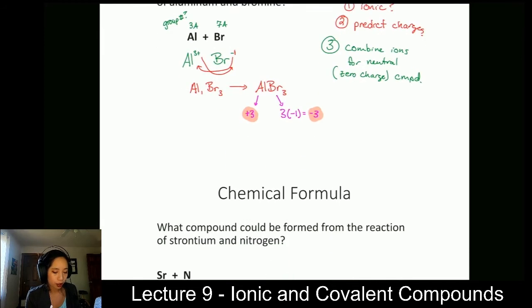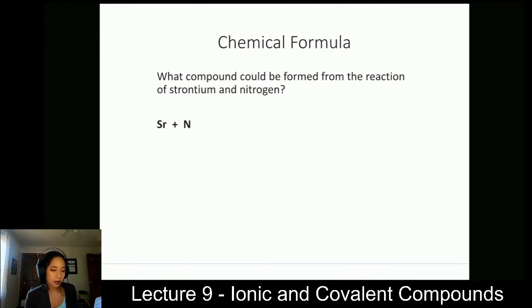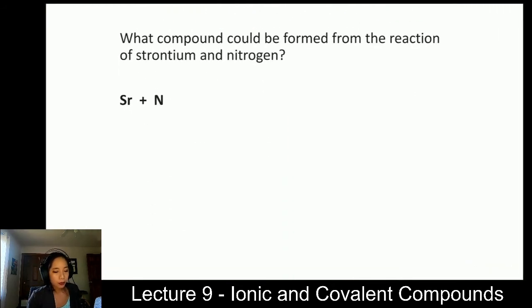All right, let's do one more. So let's go through the same steps for this one. What compound is formed from the reaction between strontium and nitrogen? So first ask yourself, is it ionic? Well, yes, it is. We've only learned about ionic compounds so far. So yes, it's ionic because strontium is a metal. It's an alkaline earth metal, right there. And then nitrogen is a nonmetal. So yes, it is ionic.